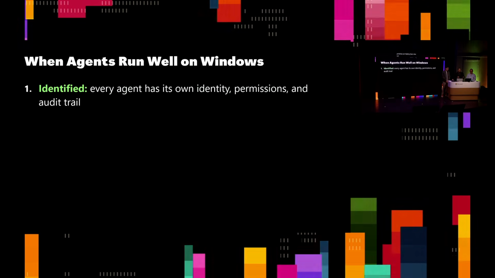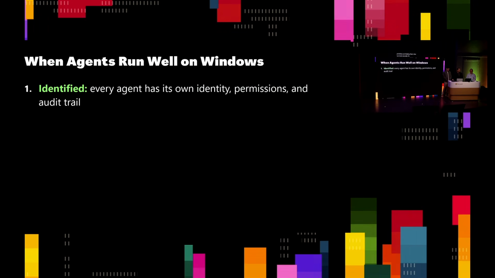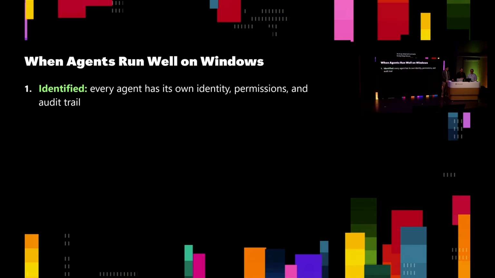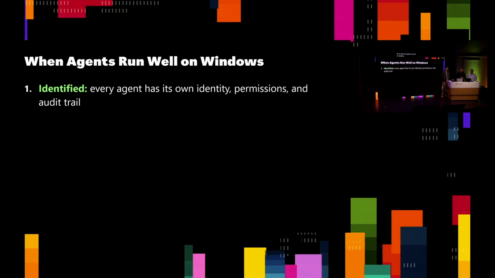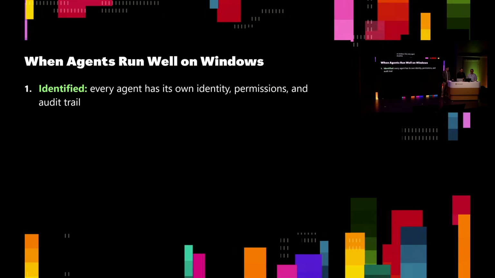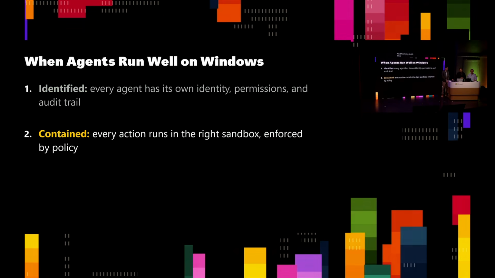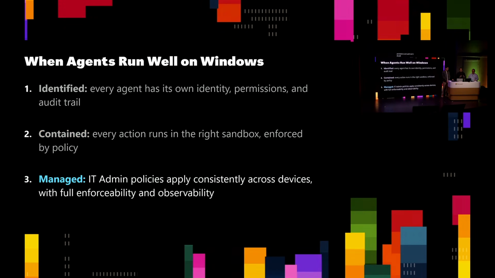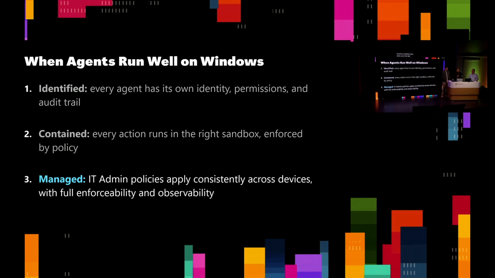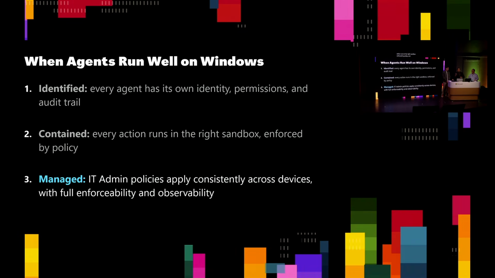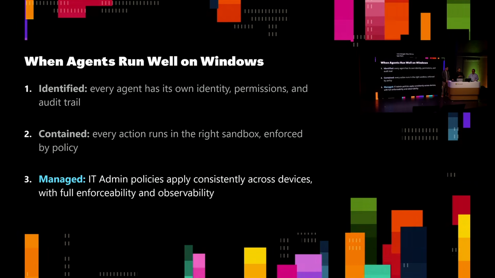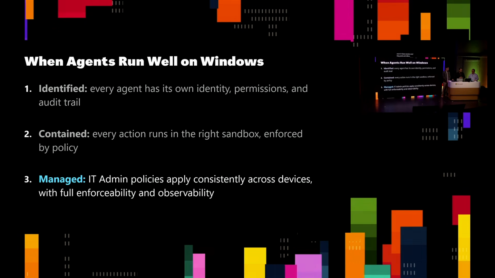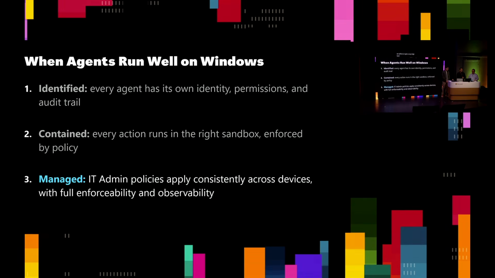So let me go ahead and summarize the key things that you need to do to make sure agents run well on Windows. First, every agent should be running identified. It should have its own identity, distinct from that of the human user, with its own identity, permissions, and audit trail. It should run contained. Every action runs in the right sandbox, enforced by policy, and it also runs managed. Now, this is a topic that's going to require a lot more coverage, which we will cover in future sessions and blog posts and videos. But I will give a very high-level overview. At a high level, IT admin policies apply consistently across devices with full enforceability and observability.